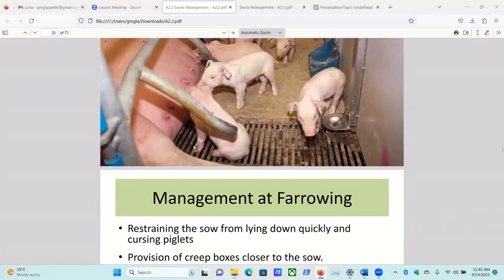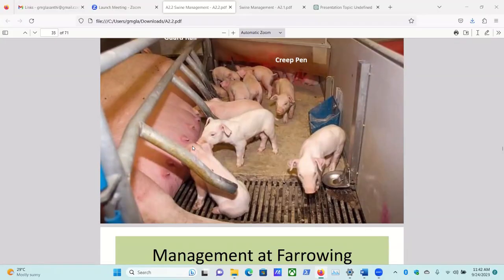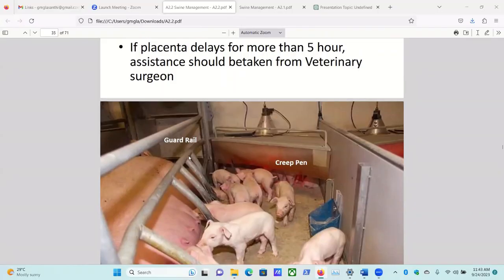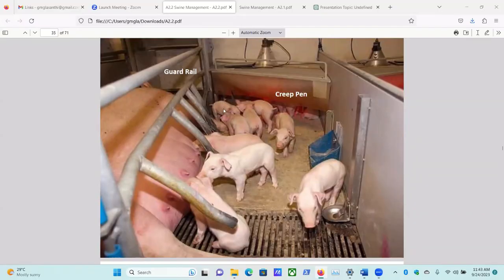So these are the management practices we should do in the farrowing. I told you the farrowing crate should be introduced. This is the crate. And this crate is very much helpful to prevent the piglings from entering the mother's area.